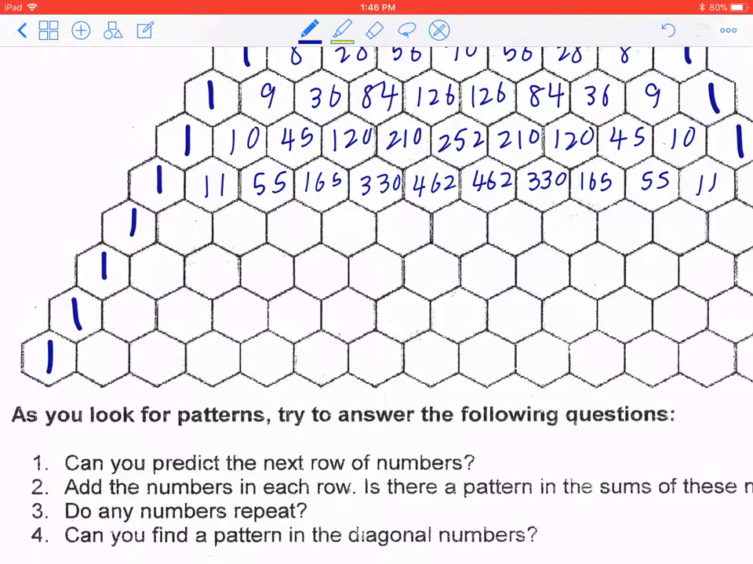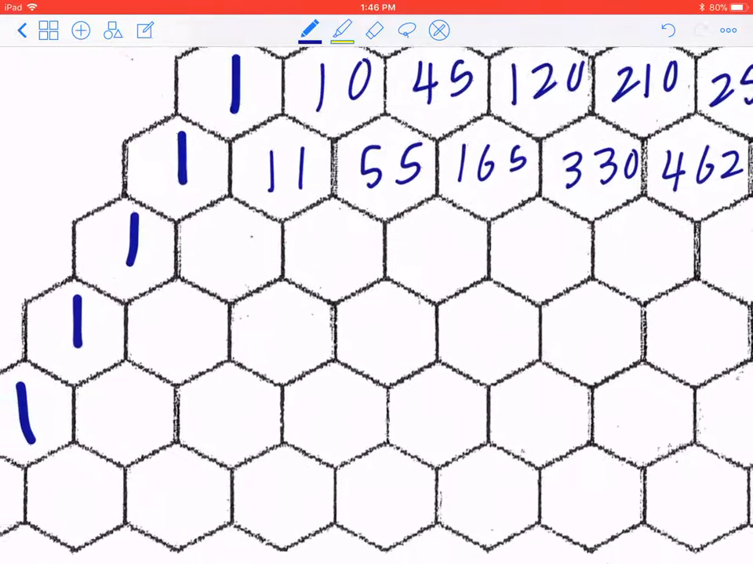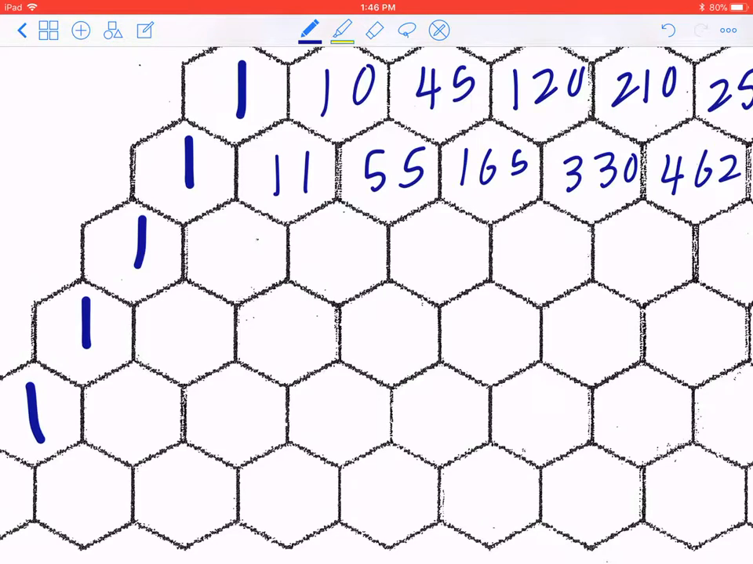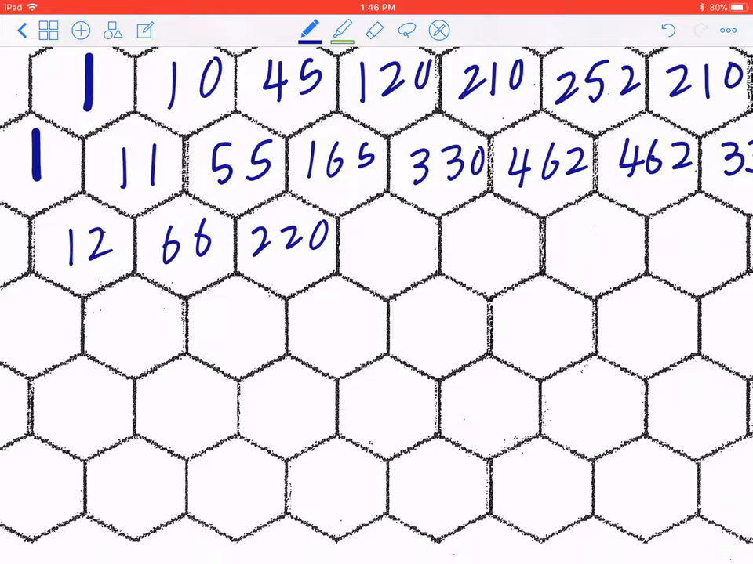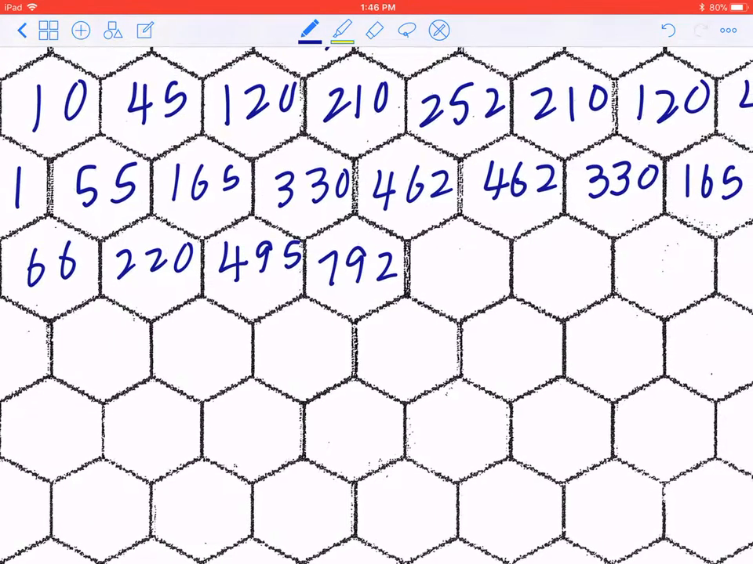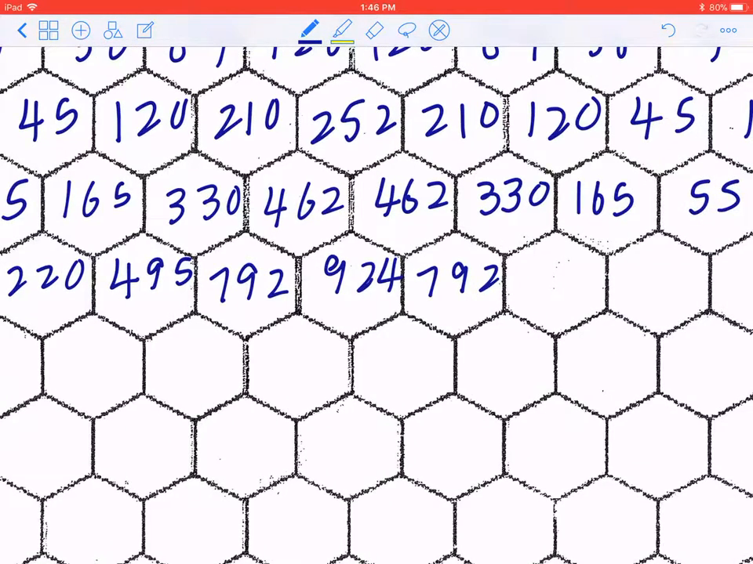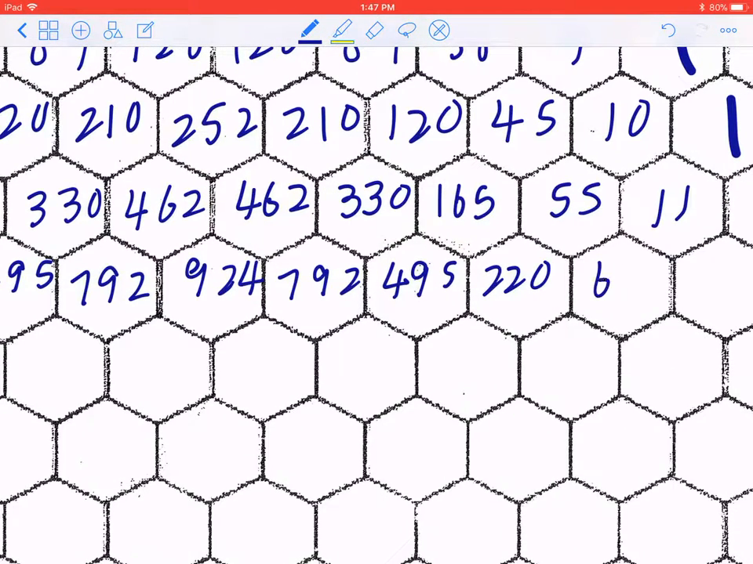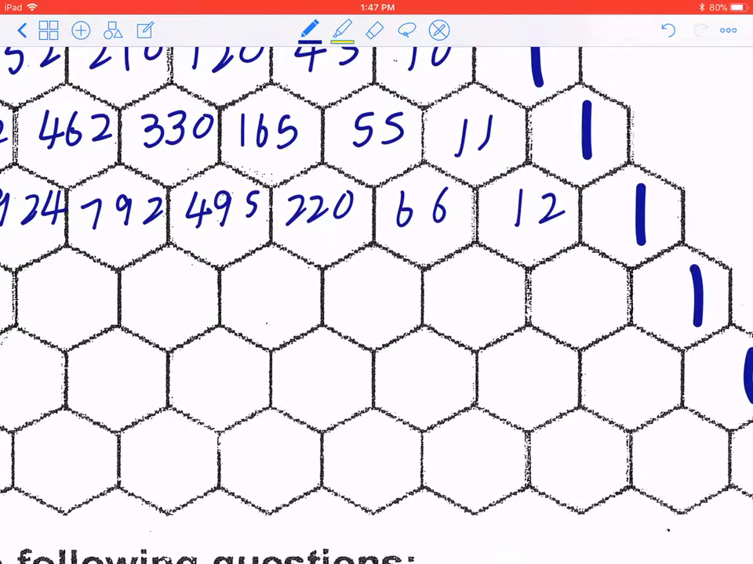Okay, let's keep going. Let's work this out. So in the next row, and we'll talk about the row numbers in a moment, 1 plus 11, that's going to be 12, 66, 220, 495, 792, and again, the pattern recurs, just like that, 66, and 12. And of course, if you want to go the other way, that works too.